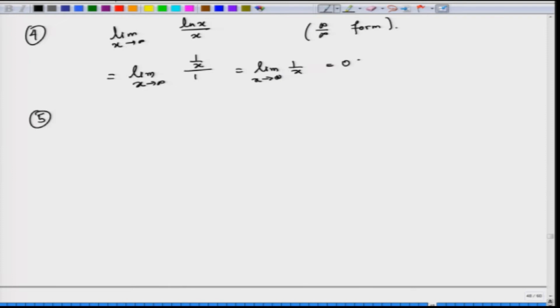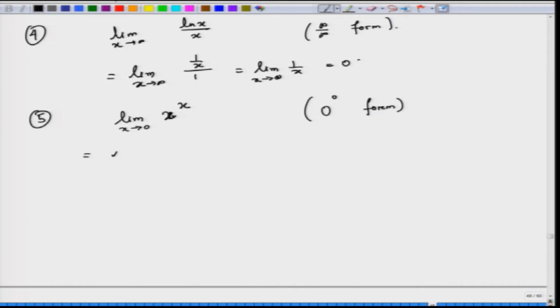Another example you can see, let us say the limit as x goes to 0 of x to the power x. Now, this is 0 to the power 0 form. 0 to the power 0 is not determined, because 0 to any power is 0 and any number to the power 0 is 1. So, we can't determine this directly.